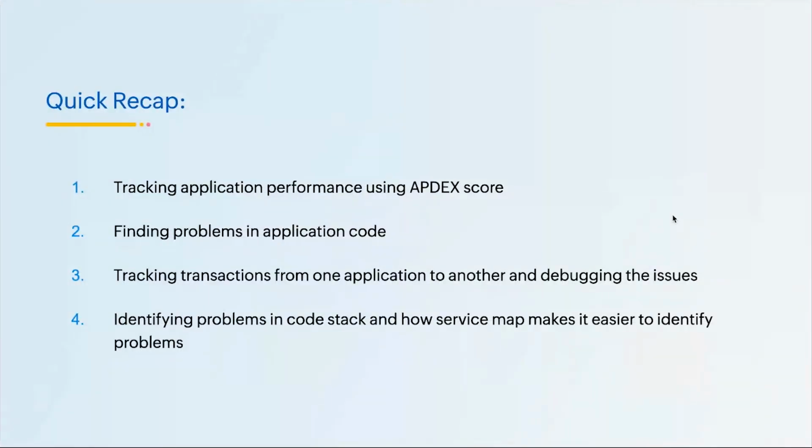So let's have a quick recap of today's session. Firstly, we explored tracking application performance using the APDEX score and finding problems in the application code. We explored tracking transactions from one application to another and debugging these issues, identifying problems in the code stack, and how the service map makes it easier to identify these problems.